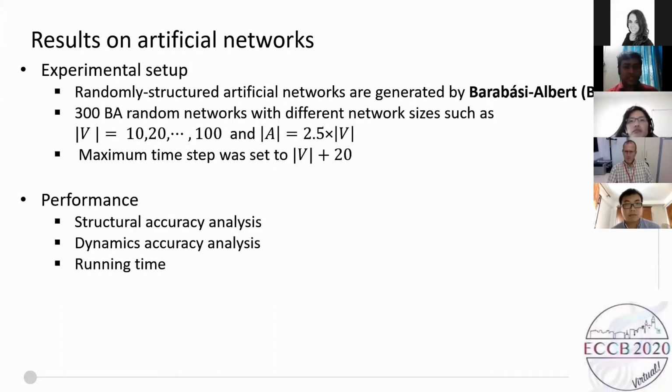We randomly generated 300 artificial BA random networks using the Barabási-Albert model, with different network sizes, such as N equal to 10 to 100, and the number of interactions is 2.5 multiplied by the number of nodes. The maximum time step was set to N plus 20. For performance analysis, we analyzed structural accuracy, dynamic accuracy, and running time for the artificial networks.